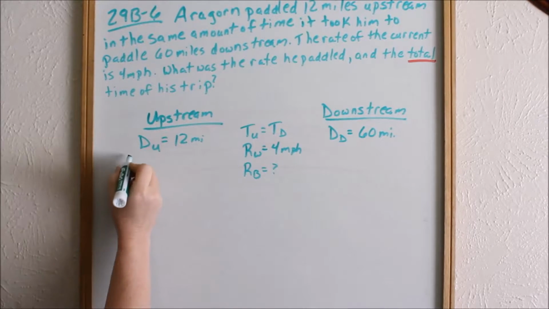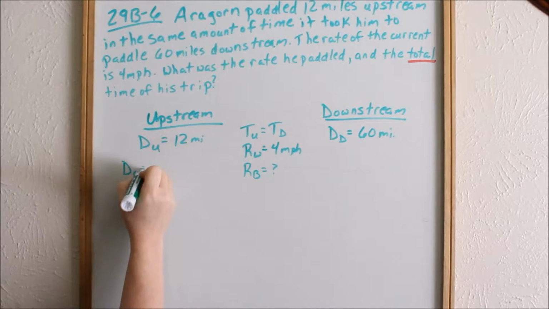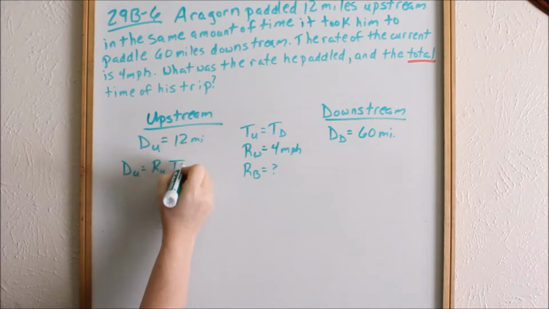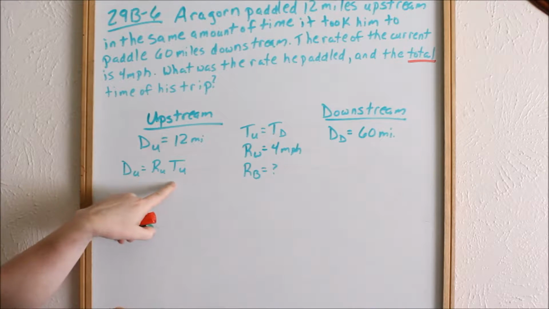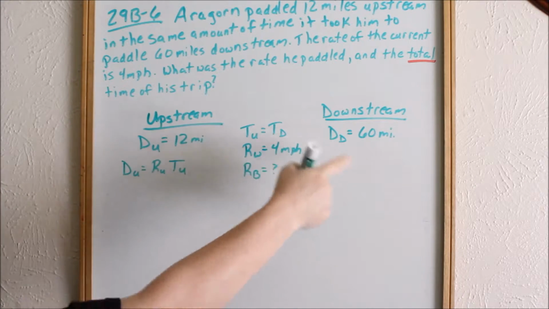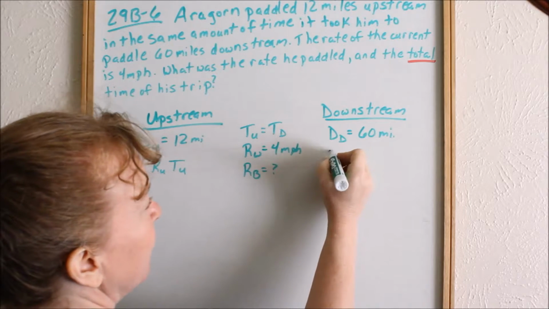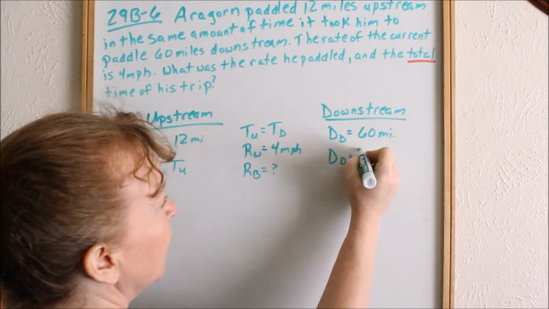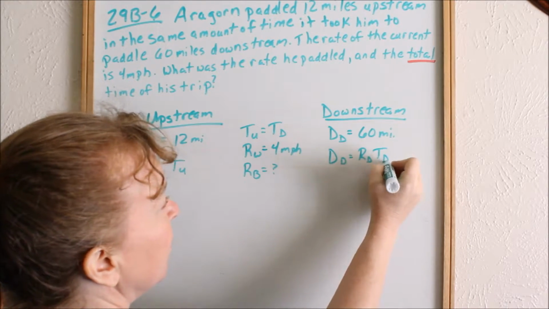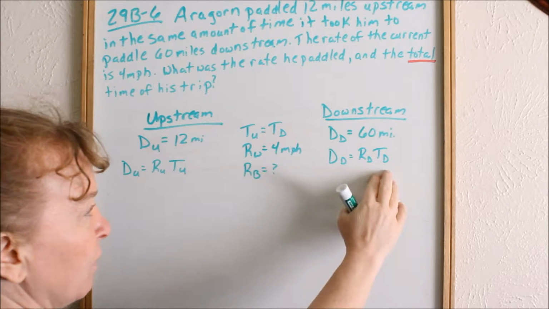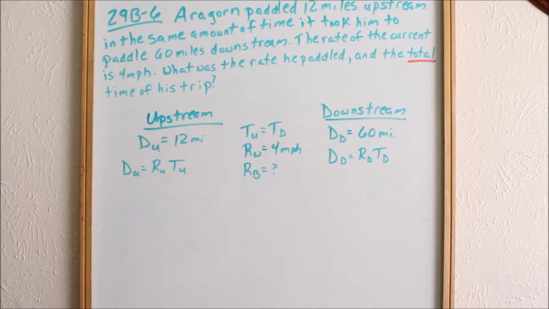We know that distance equals rate times time, so we can make this equation here. We can also make our same equation for downstream. Distance equals rate times time. But I'm labeling everything. This is all for downstream. This is all for upstream.